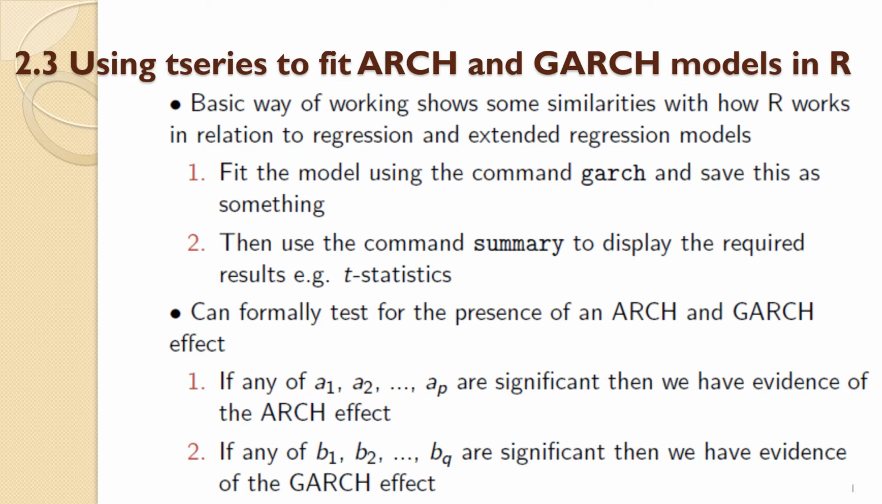Okay, remember R is like a robot. It'll do exactly what you tell it to do, nothing more, nothing less. Then the idea is exactly as we've seen before with these regression and extended regression models. You can formally test for the presence of an ARCH effect if any of the A1 all the way up to AP terms are significant from the t-test, and you can also formally test for the significance of a GARCH effect by testing for the significance of any of the B1, B2 all the way up to BQ terms, again using a t-test. So although this is obviously a harder model, there's quite a lot of repetition in terms of what we've seen before.